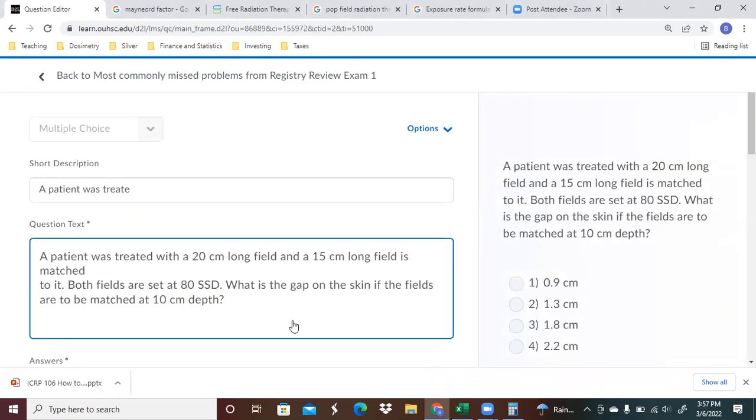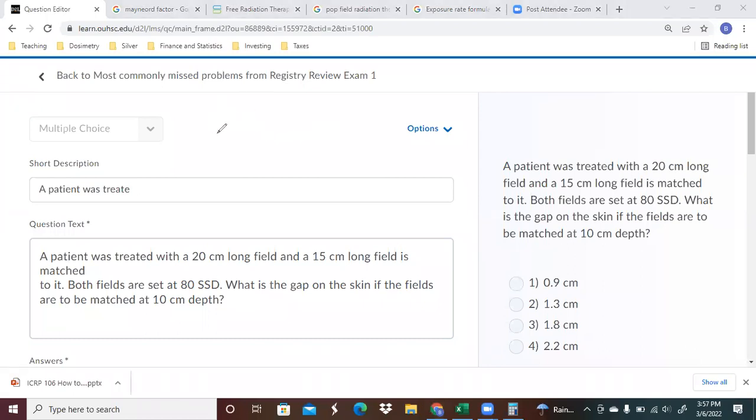So here we have a patient that was treated with a 20 cm long field and a 15 cm long field, and this is matched. Both fields are set at 80 SSD. What is the gap on the skin that the fields are to be matched at 10 cm depth? So let's draw out exactly what this is. We haven't really done a gap calculation here.